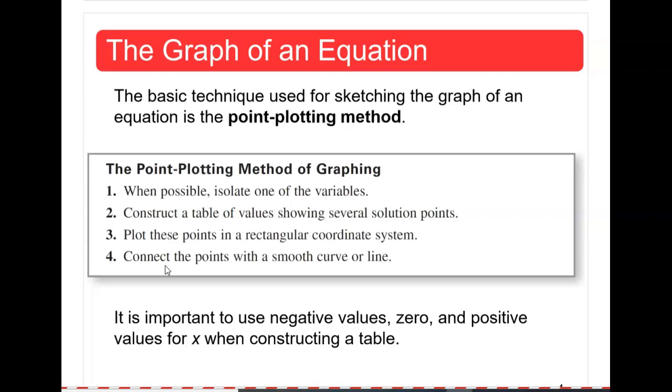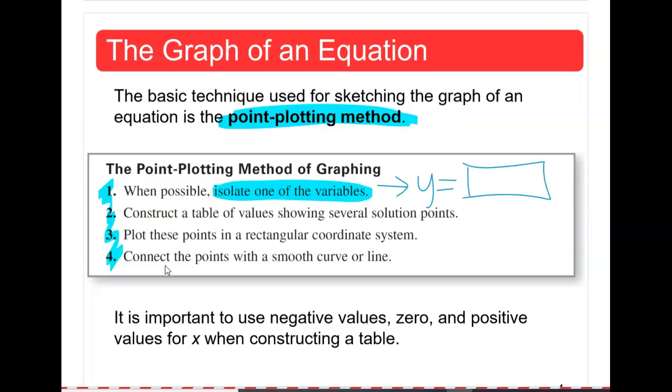So what we're going to do right now is the point plotting method to graph an equation. And so if possible, we're going to follow the steps that are listed here, 1 through 4. So if possible, we're going to isolate one of the variables. So that means to leave one variable by itself. Typically, we will be solving for y. So y equals, and then the rest of the expression. Now, why do we call it an equation? I forgot to mention that. So we do refer to it as an equation because it has the equal sign.